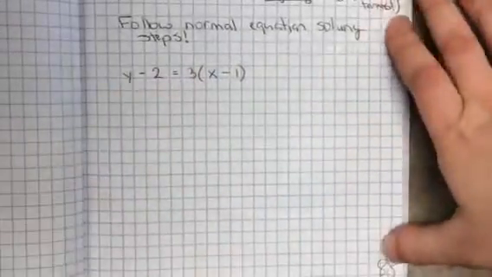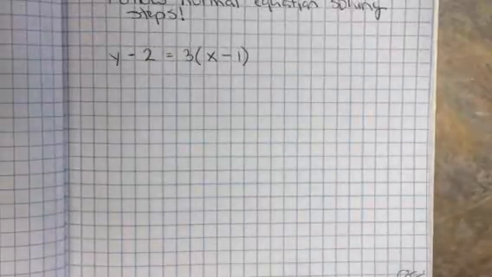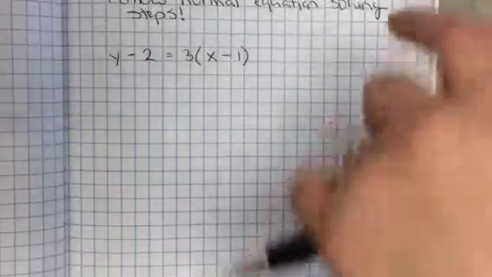Another type of equation that you will learn about next year is called a point-slope equation. But again, for now, our focus is how do we get it back into the type of equation that we know about right now, which is slope-intercept form.